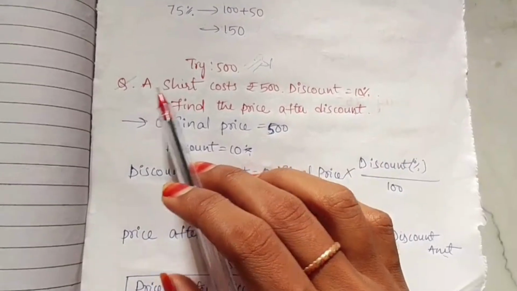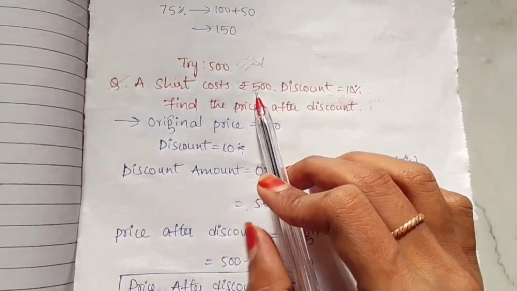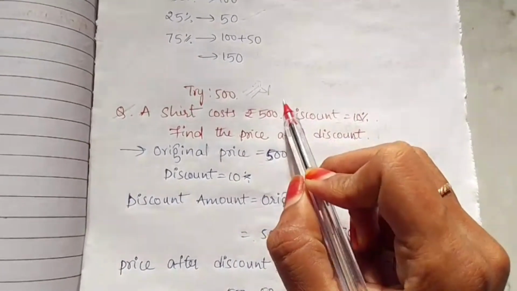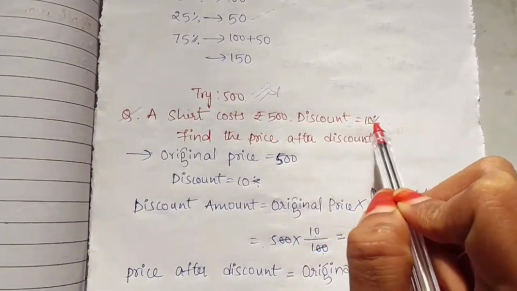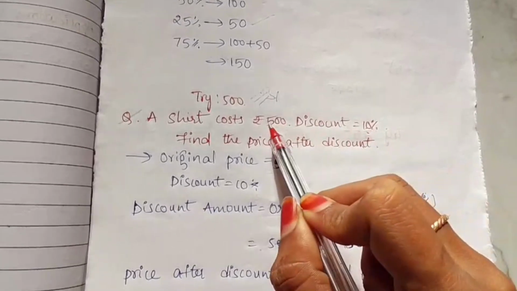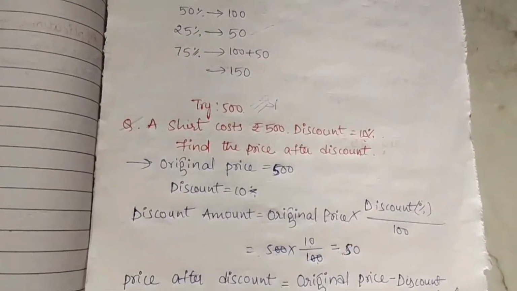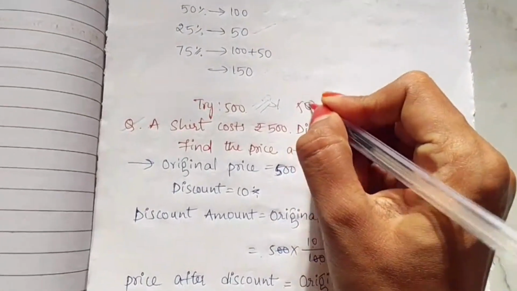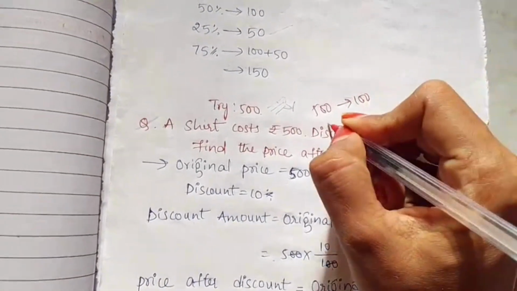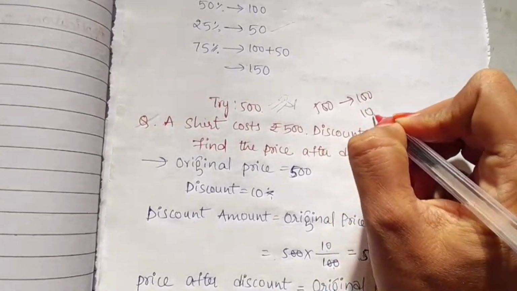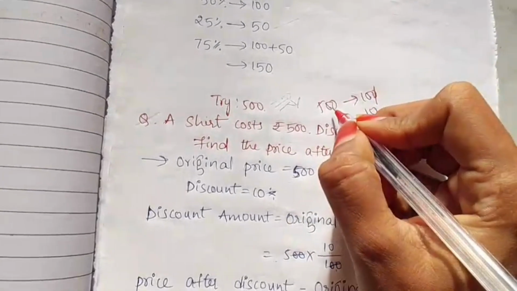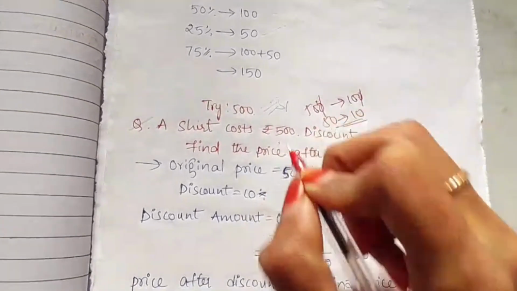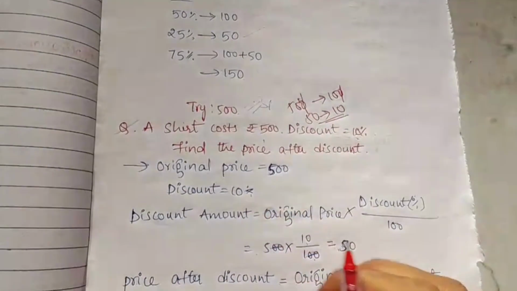And one more question. A shirt costs rupees 500 and discount is 10%. You can easily calculate in seconds because I have told you how to find the 10% of a number. Easily you can say that 10% of this number is 50, because when 500 is 100%, to calculate the 10% just cancel this 0, this 0. This 50 is the 10% of this 500. You can just calculate that easily.